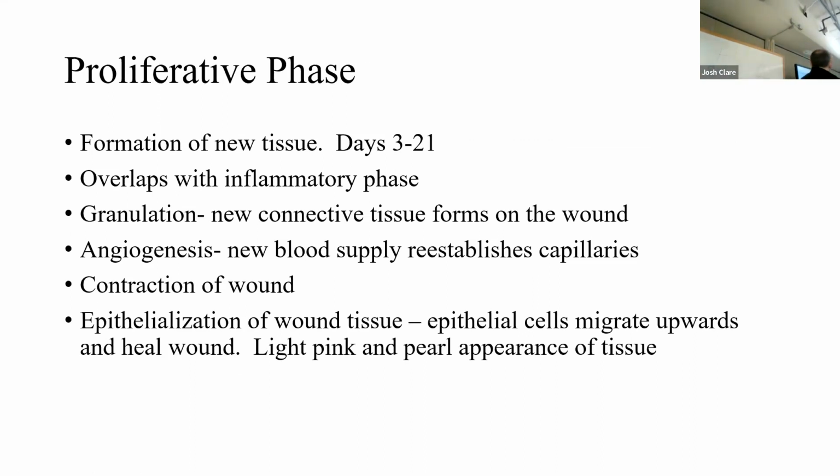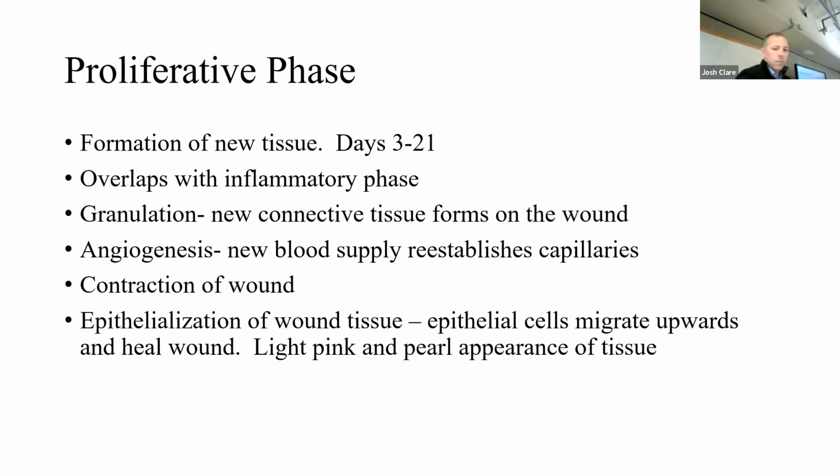So this is the formation of new tissue, days roughly 3 to 21. New connective tissue forms around the wound, called granulation tissue. If you've seen a bunch of wounds, you could say, oh, that's granulation tissue. I'm not quite there yet. Angiogenesis is a lot of fun. That's a new blood supply being established. We're growing new little capillary buds. That's fun.